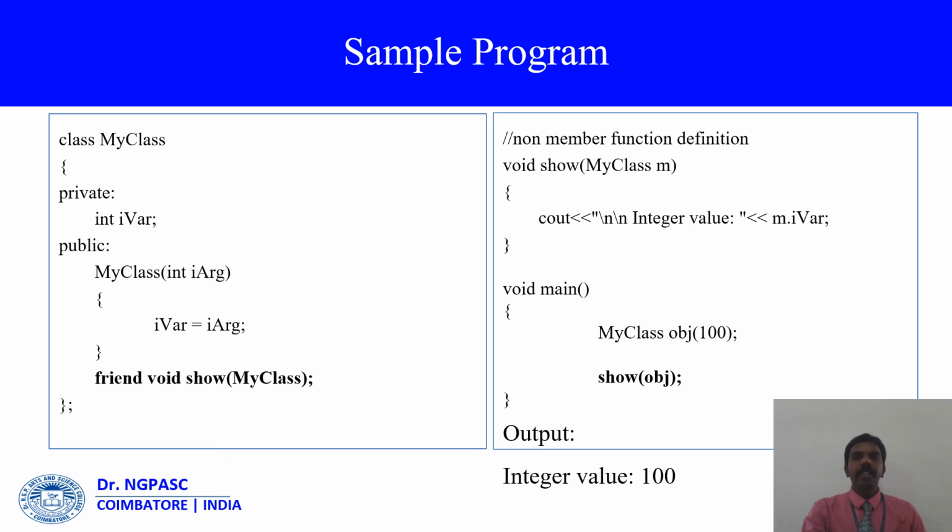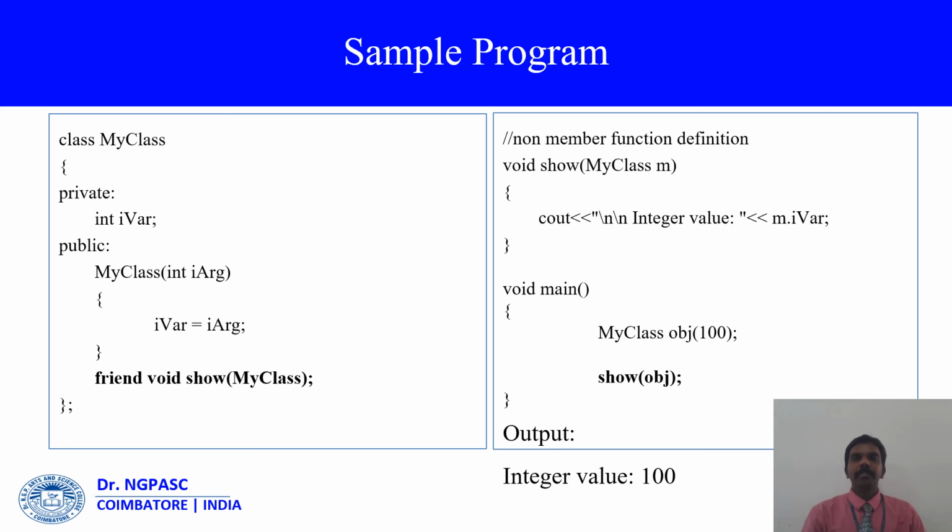And here we have the definition part of the non-member function. The non-member function show returns nothing but accepts an instance of type MyClass, an object of type MyClass. The show function displays the value of the private member ivar of the class MyClass. The expression m.ivar accesses the private member of the class MyClass.